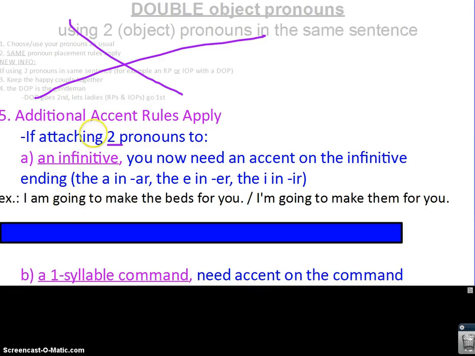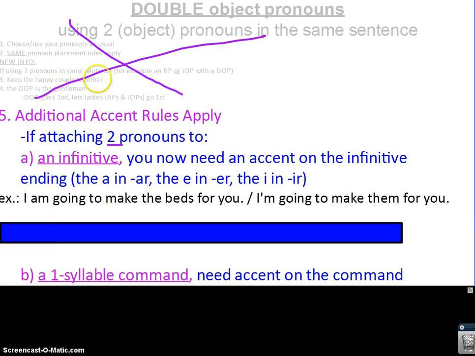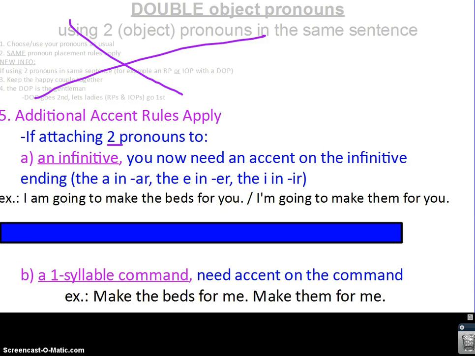If you're attaching, again, two pronouns to a one-syllable command, I know you guys don't know much about commands yet, but we're going to in Spanish 2B, you now need an accent on the command. In the past, if it was one syllable, you don't need an accent, but if it's two pronouns that you're attaching, you now do. And I'll show you this again in class.